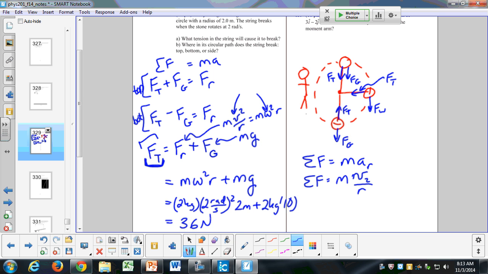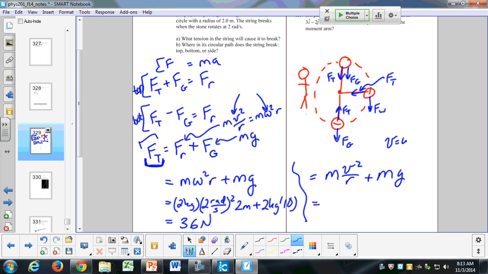Okay, if you use V squared over R, that's fine, but you have to be careful. Let me erase this. If you use V squared over R instead, we say m V squared over R plus mg. You have to recognize that V is equal to omega R, so V is actually 4 meters per second, because omega was 2 and the radius is 2. So then that's going to be 2 kilograms times 4 meters per second squared over R, which is 2 meters plus 2 kilograms times 10 meters per second squared. So the 2's cancel. 16 plus 20 are 36 newtons. It's fine to use v, but you need to make sure that you convert your angular velocity to a linear velocity.